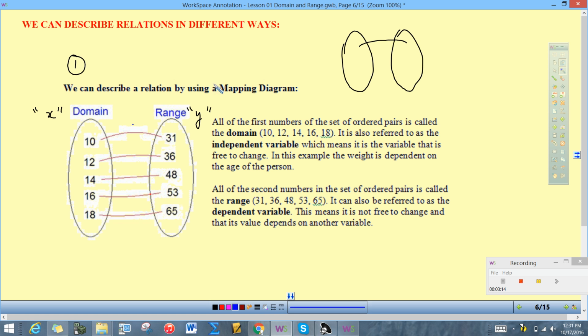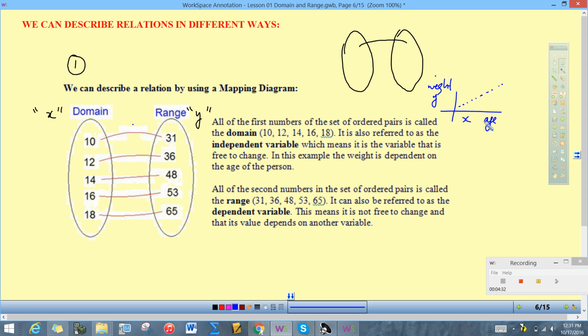Now, the other thing to remember is that, of course, the domain is also called the independent variable. It means that it is free to change. Okay, so our independent variable means that it can change at any time. So the weight, in this case, is dependent on the age of the person, because age was along the x, and the weight was along the y. So what happens to the weight really depends on what our age is.